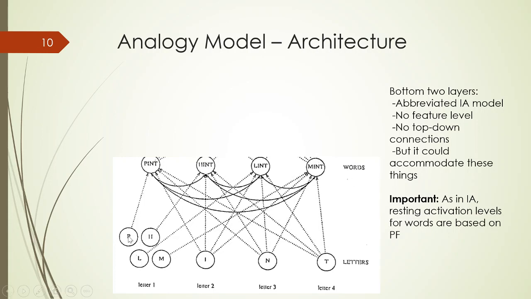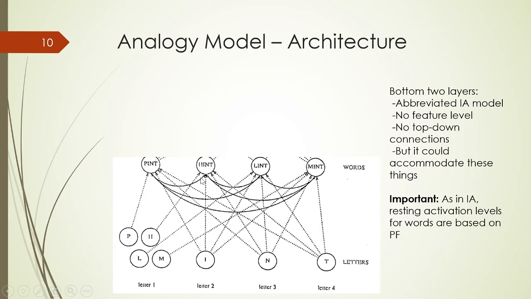As I already said, P shares an excitatory coupling with pint because pint begins with the letter P. Hint shares an excitatory coupling with H because hint begins with the letter H, and so on. But all of these word nodes will take excitatory signal from second position I, third position N, and fourth position T.